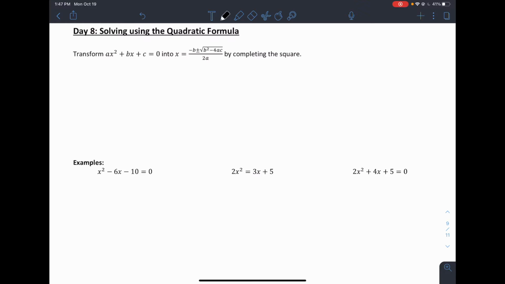But there will be a separate video proving that this works. But I just wanted to make sure that we're able to do it.